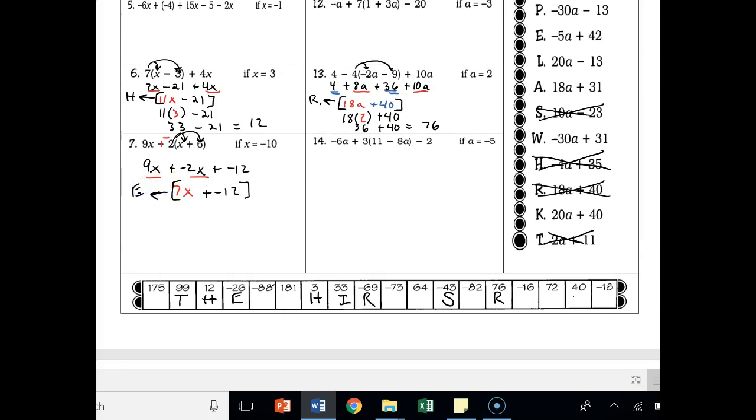And now we need to evaluate to figure out where to put it. So 7 parentheses, it says -10 plus -12. So 7 times -10, again, that's DSN, different signs negative. So that's -70 plus -12. And then this is SSAK, same signs, add, keep. So 70 plus 12 is 82, but it's -82. So we're going to put an E on -82, which is right here.